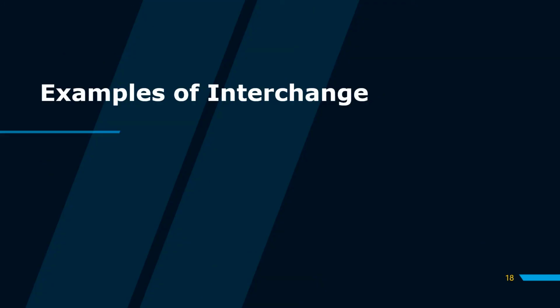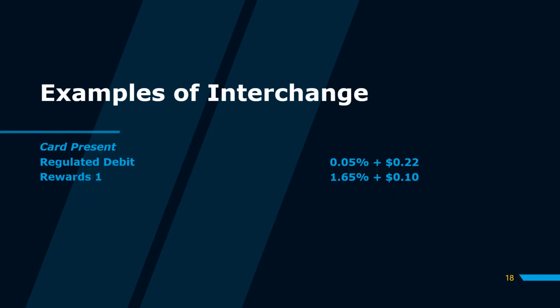Here are a few examples of interchange. For card-present transactions, you have your regulated debit cards. These debit cards are issued by your major banks, such as Chase or Bank of America. If you have a rewards card, which are the most popular credit cards on the market right now, when you process that card, the merchant is going to pay 1.65%. And you've got card present standard retail, which is a standard credit card, non-rewards. When a merchant swipes that card, they will pay 1.51%.